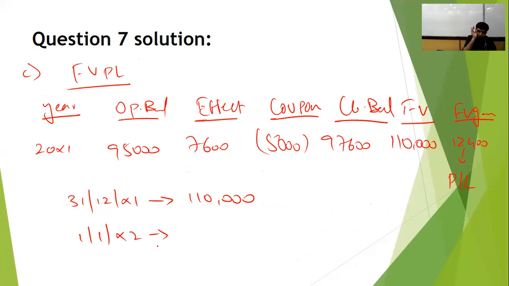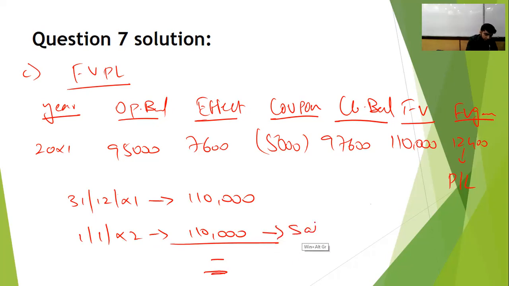So it is quite obvious that if at the end of the day on 31st December the market value is 1,10,000, then definitely the market value on the very next day would also be 1,10,000. So the gain on disposal would be zero. Is it clear to everyone?